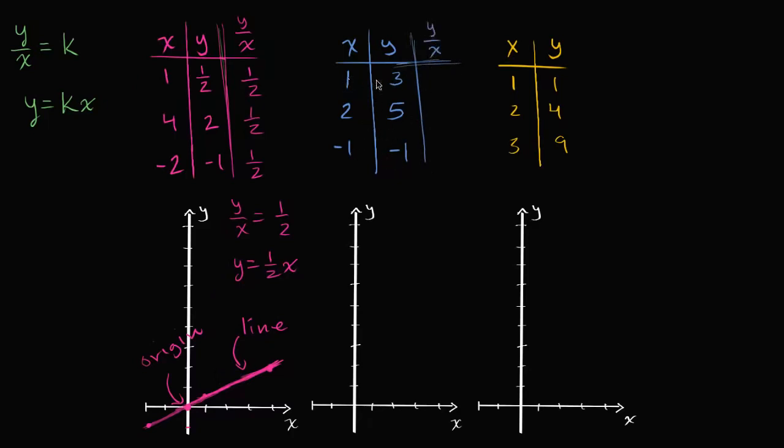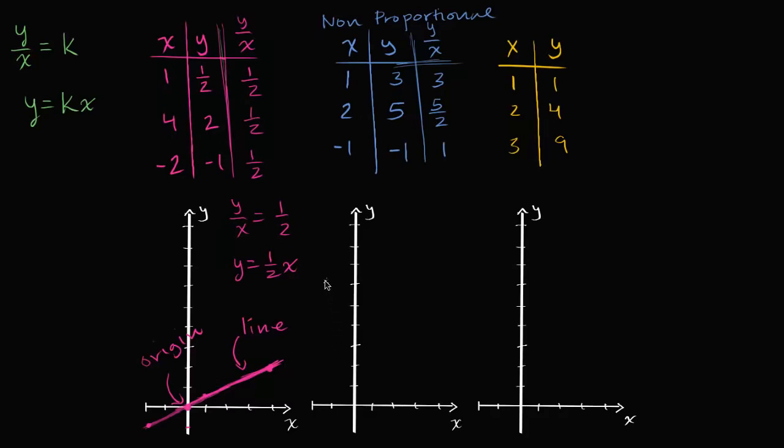So for this first one, it's going to be 3 over 1, which is just 3. That's going to be 5 over 2. Well, 5 over 2 is not the same thing as 3. So already we know that this is not proportional. We don't even have to look at this third point right over here, where if we took the ratio between y and x, it's -1 over -1, which would just be 1.